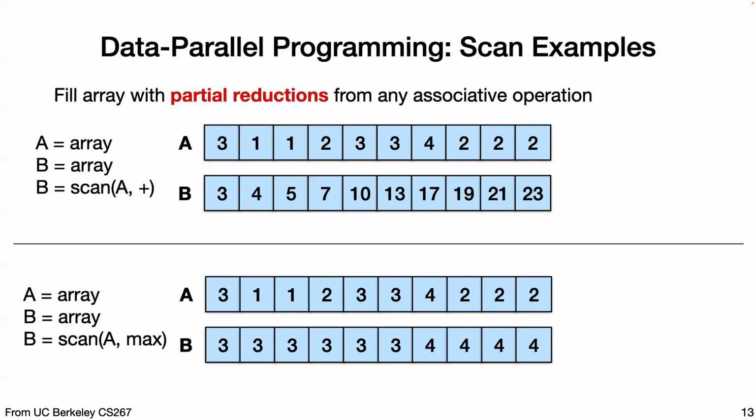Yeah, so you can do the scan for any associative operation as well. So here, this example is for addition. You start at 3 for B. 3 plus 1 is 4. 4 plus 1 is 5, and then you keep going like that. You can also do it not necessarily for just addition, like here's an example with max. So the max up until this point is 3, and then after that you see 4, the max after that is 4.